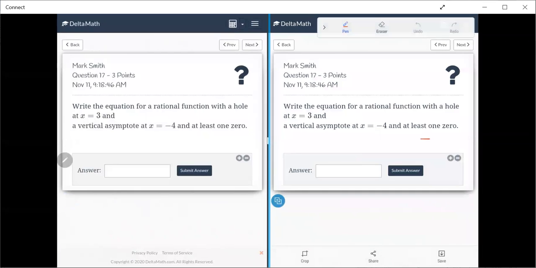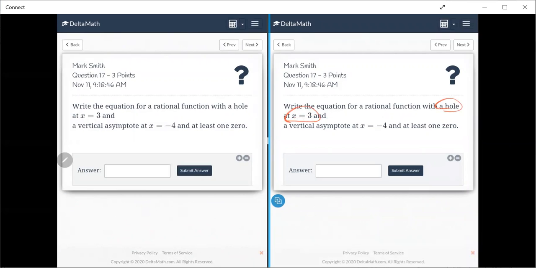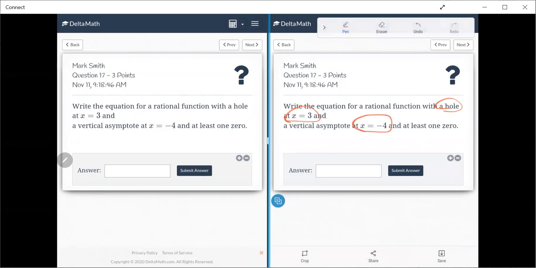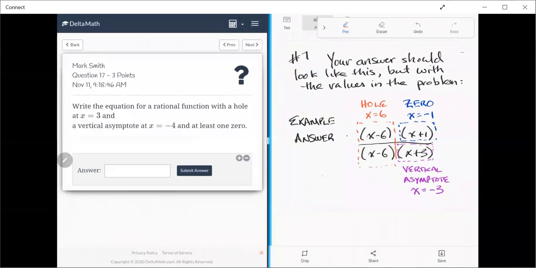Your answer needs to look like that, except for the hole, you need to have x equals 3, and for the vertical asymptote, you need to have x equals -4. So instead of 6, you're going to have 3, and instead of -3, you're going to have -4. And it doesn't matter, you can put in anything you want for the zero. This example has x plus 1. You could use that or any other number you wanted for your zero. And that's how to answer number 17.